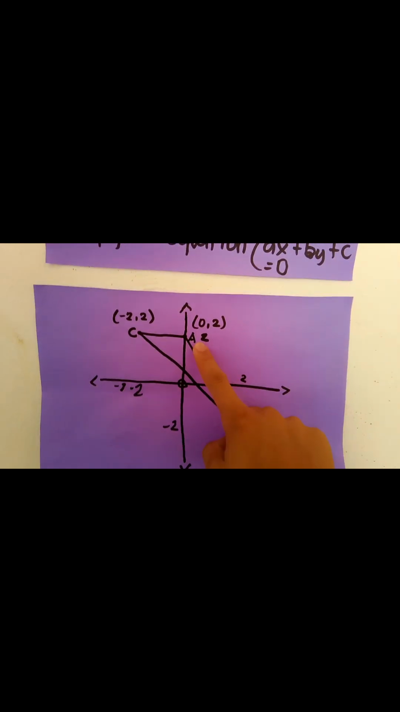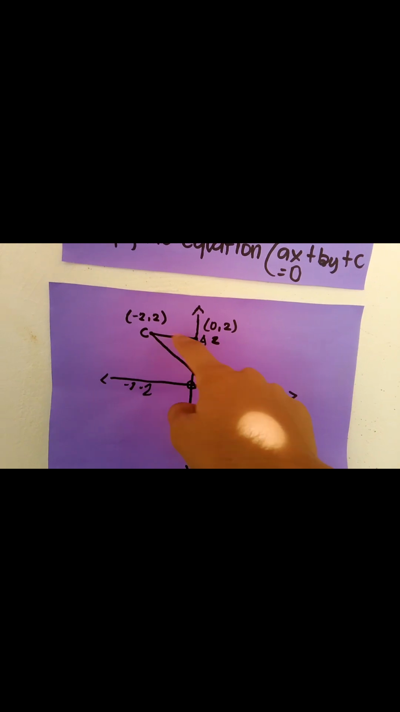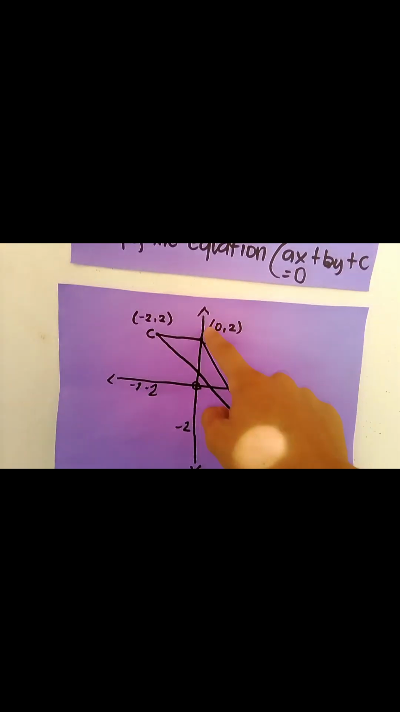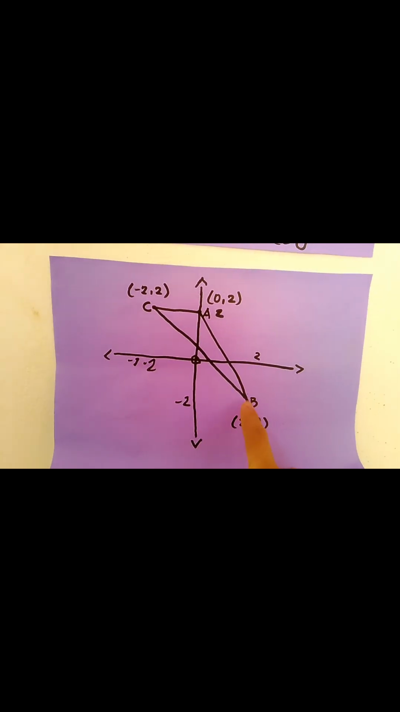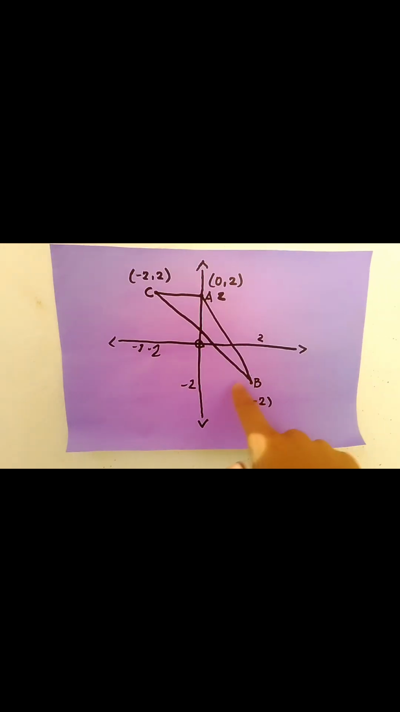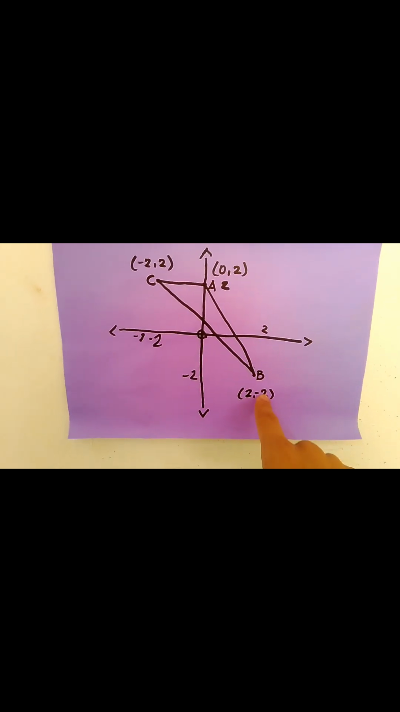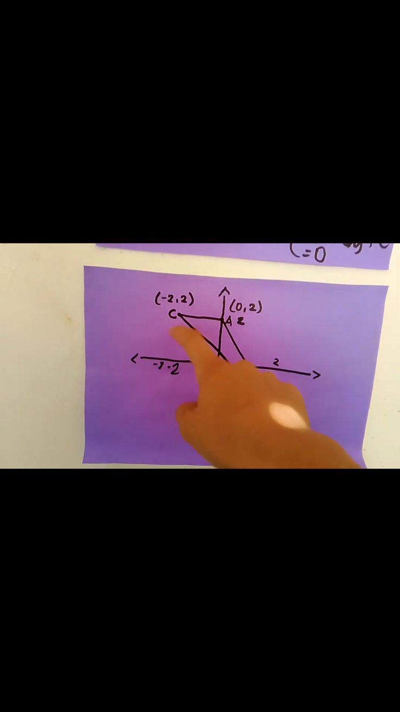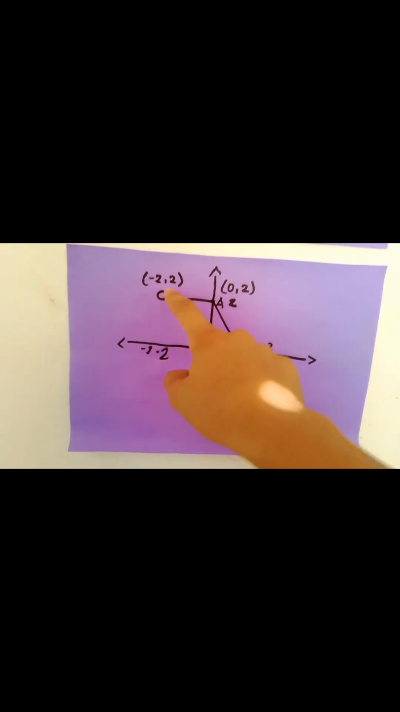The point A lies on only 2, that is why 0, 2. The point B lies on positive 2 and negative 2, that is why 2, positive 2 and negative 2. The point C lies on negative 2 and positive 2, that is why negative 2 and positive 2.